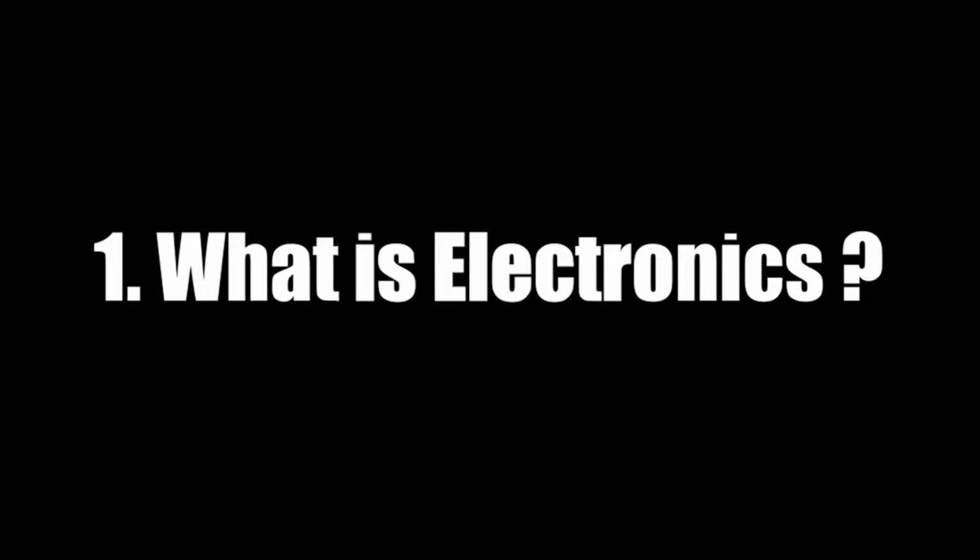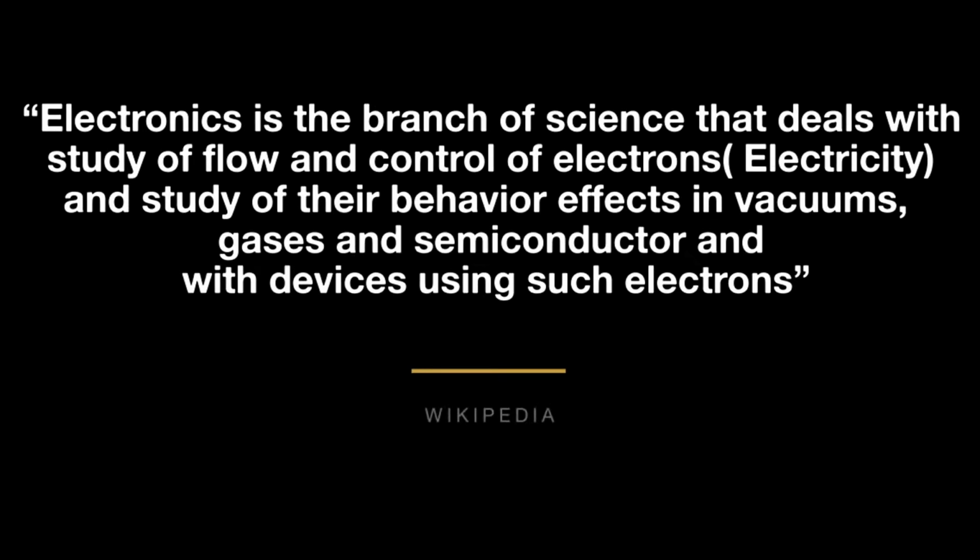Now it's time to learn what is electronics. Electronics is a branch of science that deals with the study and flow of electrons. And we study the behavior and effect in vacuum, gas and semiconductor devices, etc. And we use the devices which use electrons.